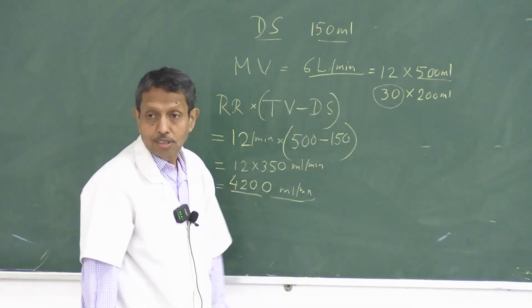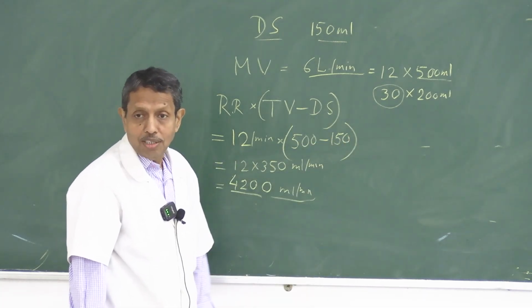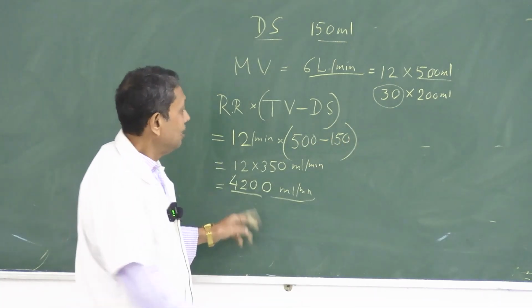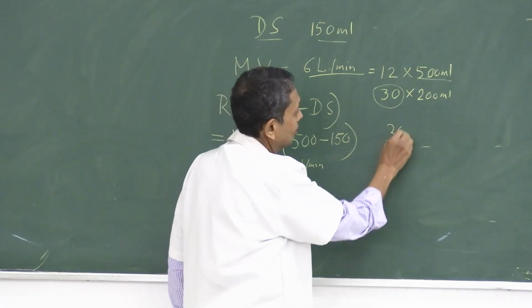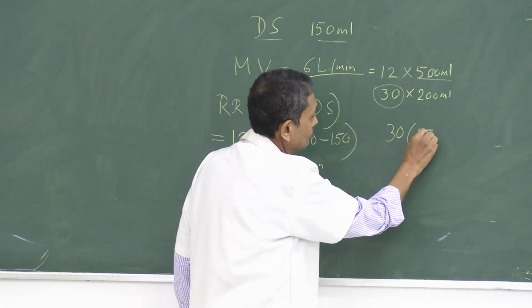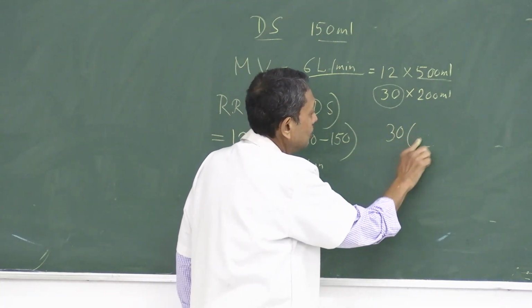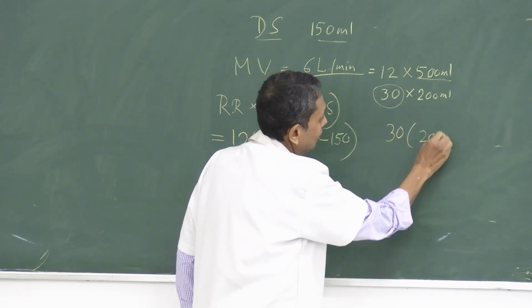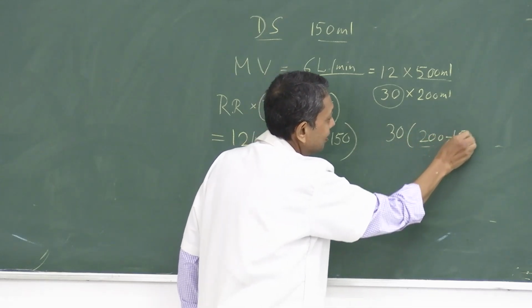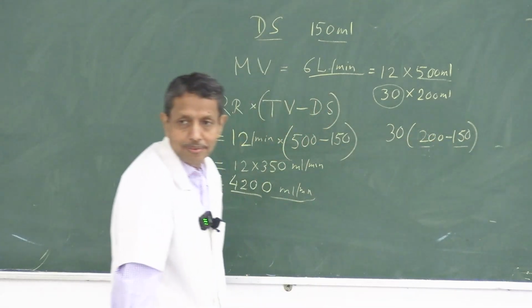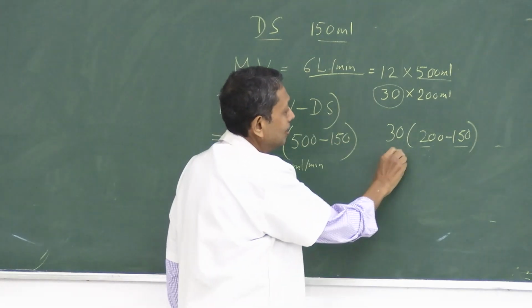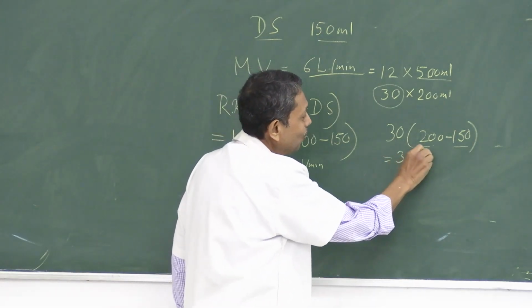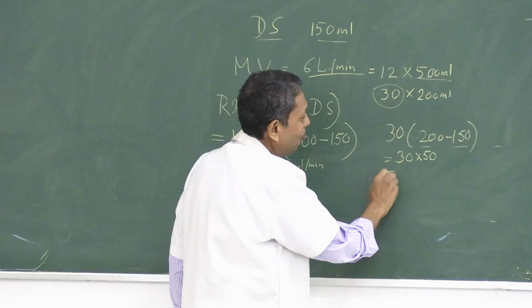Only the rate increases. Then alveolar ventilation will be 30 into 200 minus 150. The dead space remains constant. So it is 30 into 50, 1500.